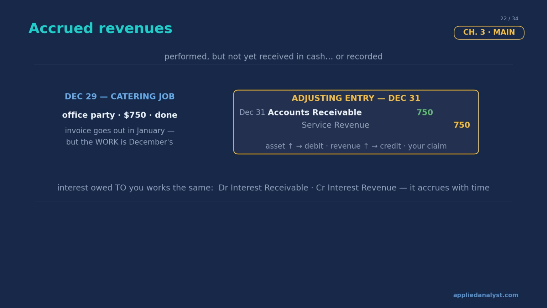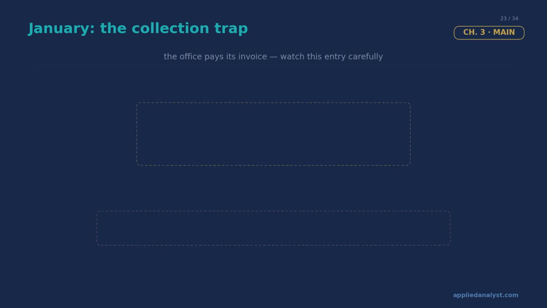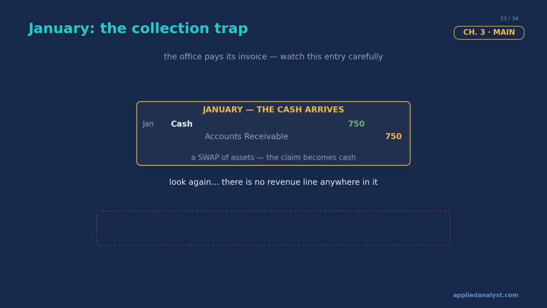And if you skip this adjustment, everything understates at once. Assets, revenues, net income, equity. The books hide value you already earned. Then January arrives, and the office pays its invoice. Watch this entry carefully. Debit cash, $750. Credit accounts receivable, $750. Now look again. There is no revenue line anywhere in it. It's a swap of assets. Your claim simply becomes cash.